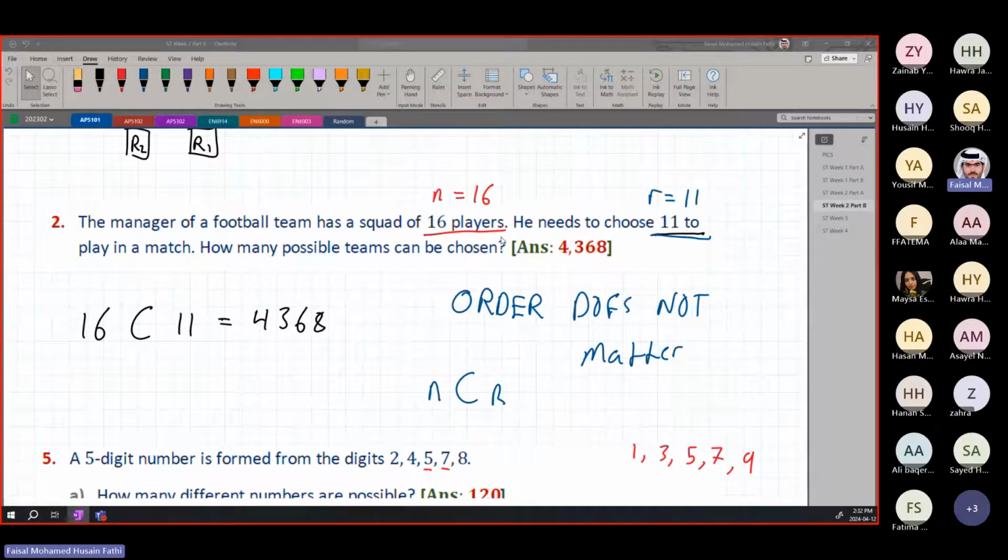They do not mention it in the question. It doesn't matter which order is being chosen. You just need to choose 11.